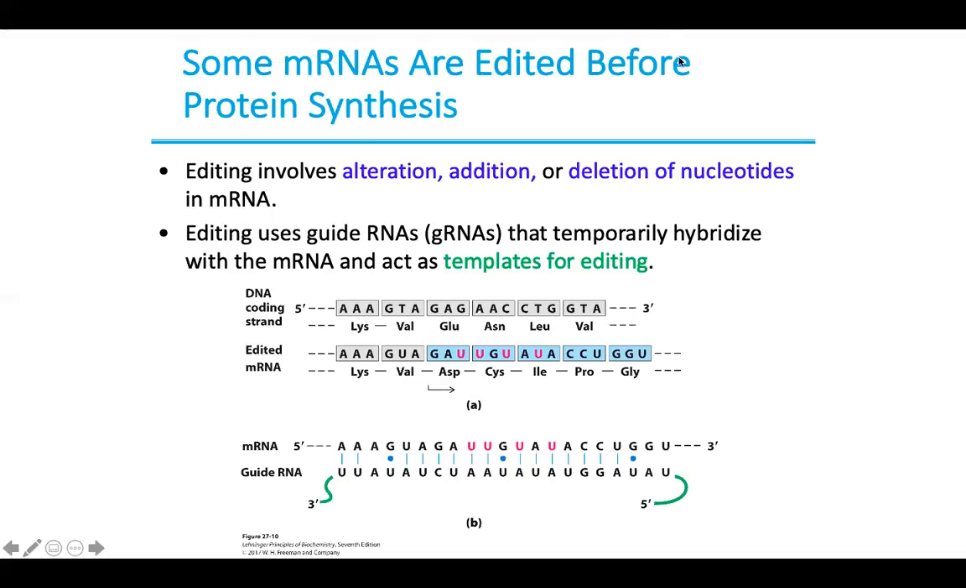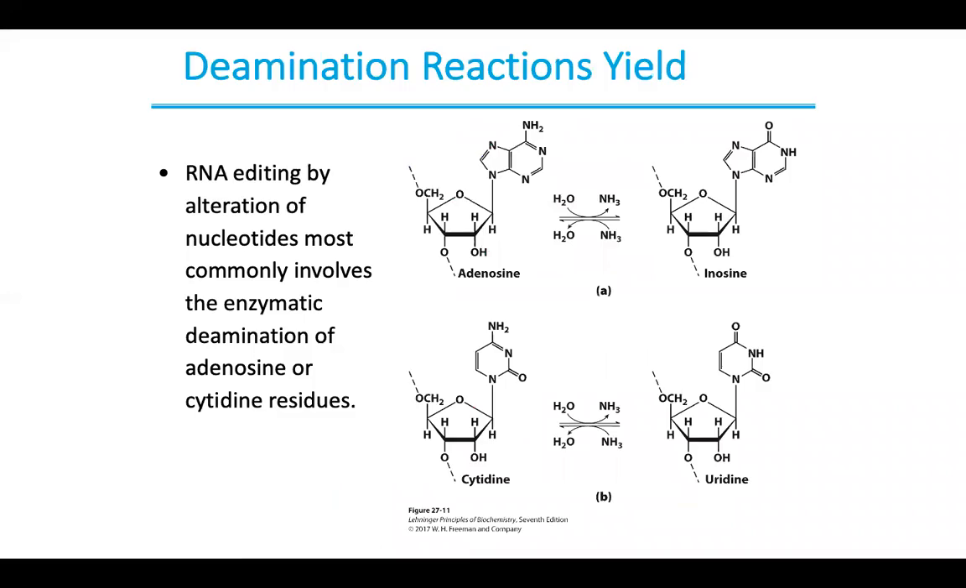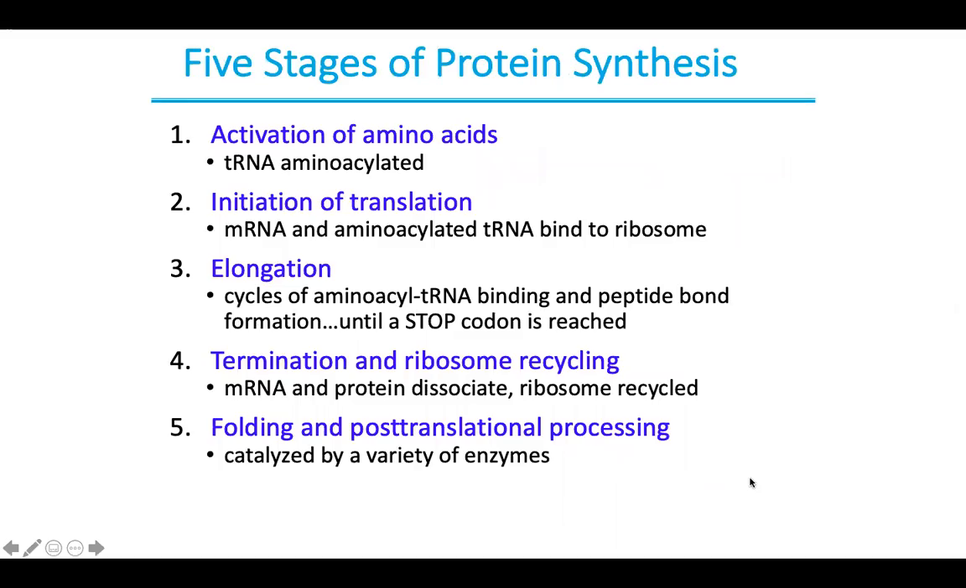Now, some mRNAs are edited before protein synthesis. Editing involves alteration, addition, or deletion of nucleotides. That's what we have previously mentioned about transcription or post-transcriptional modification. Before mRNAs are read by the ribosomes, they can be modified, or some of the nucleotides are deleted. RNA editing by alteration of nucleotides most commonly involves enzymatic deamination of adenosine or cytidine residues to form inosine or uridine.